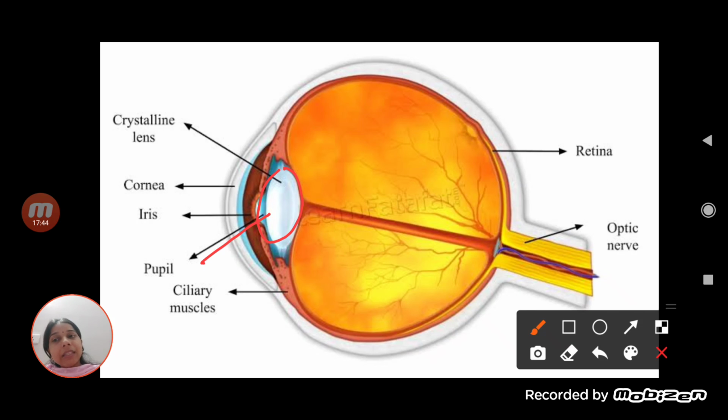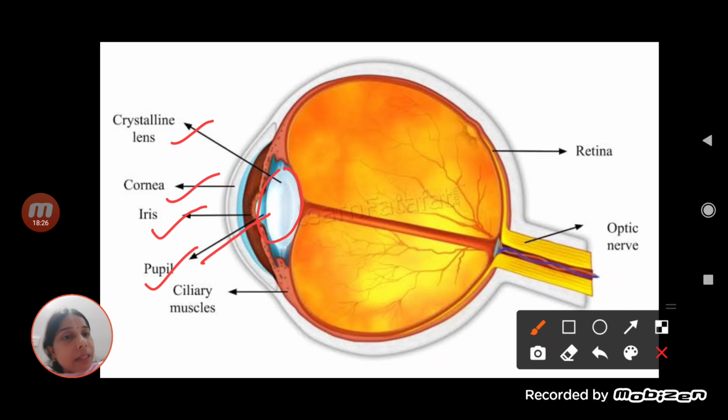This crystalline lens is a really very sensitive part of the human eye, and basically its role is to focus the light which is entering the eye for the formation of images. Okay, so the crystalline lens helps in focusing the light entering the eye for the formation of the images. So the lens is very sensitive and important to focus where the image will be formed. So we have understood the cornea, the iris, the pupil, as well as the crystalline lens.